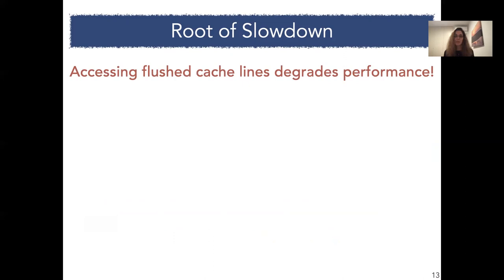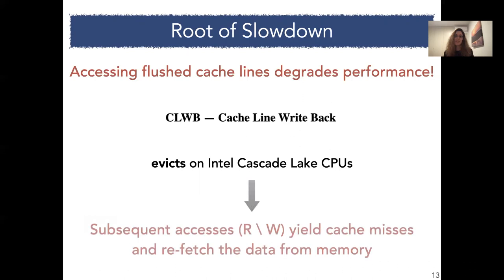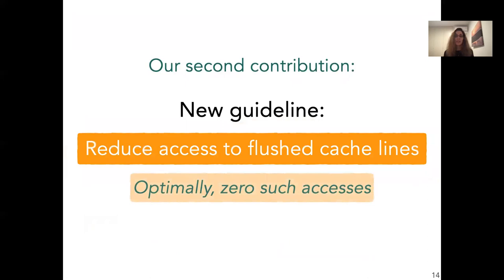It turned out that Intel's flush instruction, CLWB, cache line writeback, not only flushes the cache line, but also evicts it from the cache, so that subsequent accesses yield cache misses and reread the data from memory. We note that the Intel manual states that CLWB may retain the line in cache, and this might be implemented in new generations of CPUs. In any case, CPUs that evict cache lines when flushing them led us to the following design guideline. Accesses to flushed cache lines should be reduced.